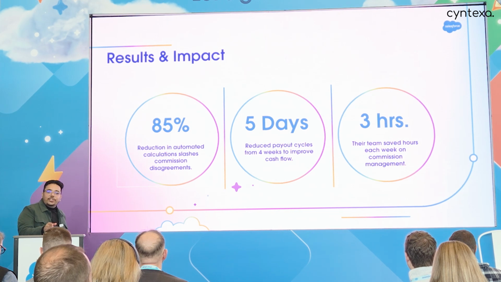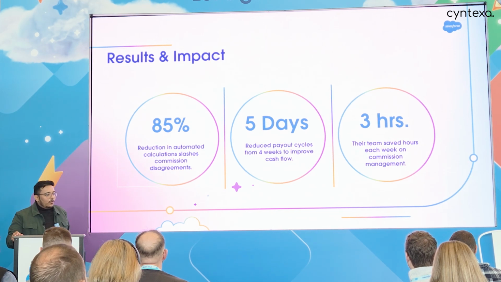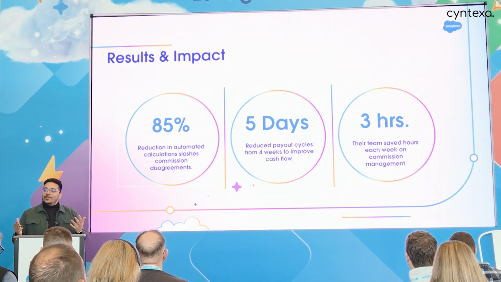The payout cycle, which used to be four to seven weeks, was cut down to just five days, because we had a great platform with such transparency.